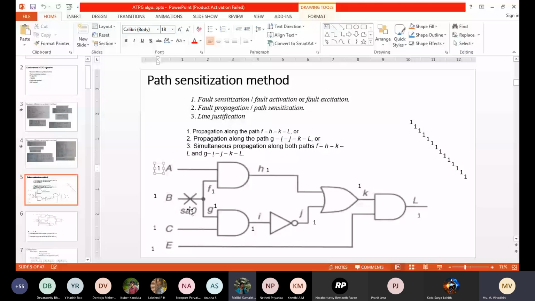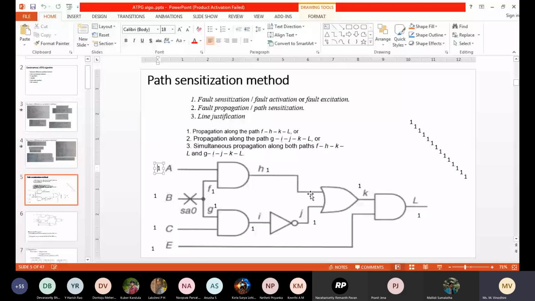Stuck at 0. So the fault is stuck at 0. If my B value is 0, will the effect of the fault be seen in my circuit? No, ma'am. The fault will be active when I assign the opposite value to that particular signal line. If a fault is stuck at 0, to activate that fault, that particular signal line should carry the opposite value, 1. Only then can I visualize the effect of the fault at the output.